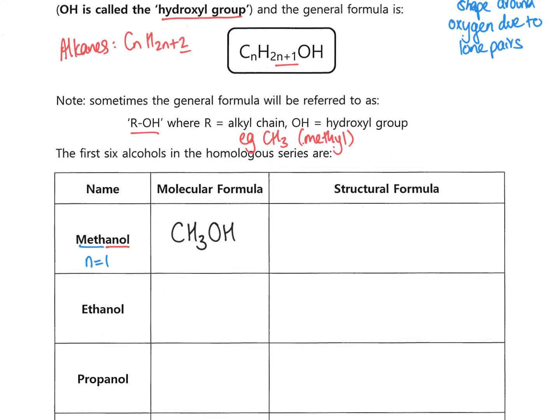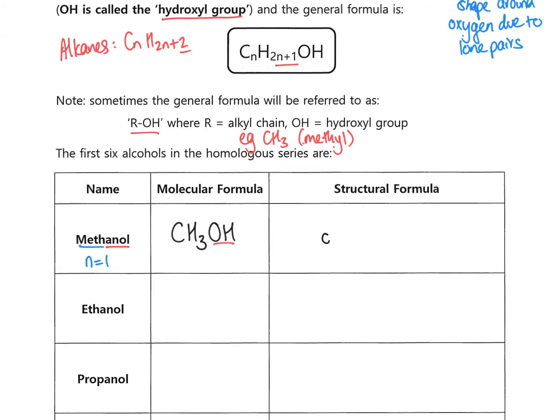And you might think, well, why do we not just write it CH4O, putting all our hydrogens together? But really what we want to do is show that OH group at the end of the formula to show that this is an alcohol, to show that the OH is bonded together as part of a group. Structural formula, remember, shows all the bonds.